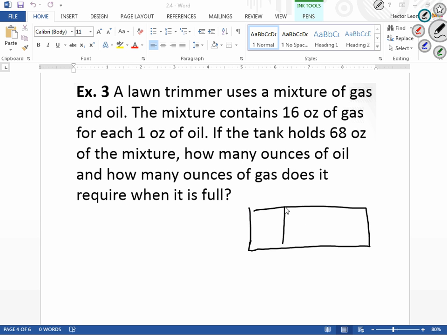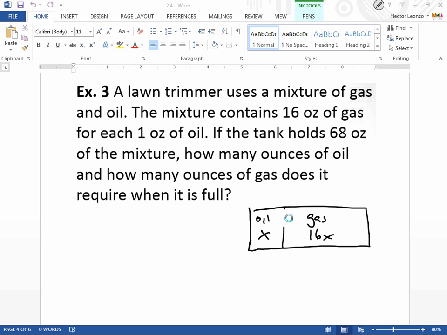And let's say I'm gonna separate it. Here I'm gonna have oil, and here I'm gonna have gas. Right? I did the little segment in between just so we can see the difference. If I have X ounces of oil, I'm gonna say I have 16 times X ounces of gas. Because remember, it says 16 ounces of gas for each 1 ounce of oil. So I don't know how many ounces of oil I have, so let me just call it X. But gas should be 16 times X.